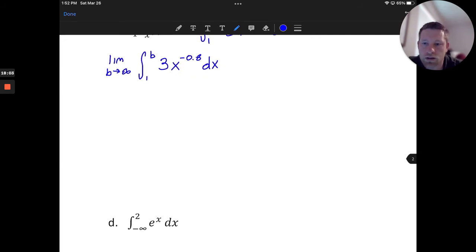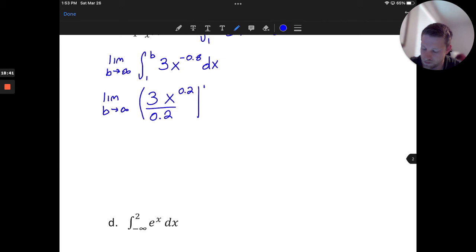All right, so let's go ahead and consider that antiderivative. We'll keep that limit intact here. This is the limit as b goes to infinity. And then we'll consider our antiderivative. That looks like 3 is going to stay as a constant. We want to add 1 to the exponent, so x raised to the negative 0.8 will become x raised to 0.2 if we add 1. And then we'll divide by 0.2. All of this we're going to want to consider evaluating from 1 to b. We'll do that in the next step.